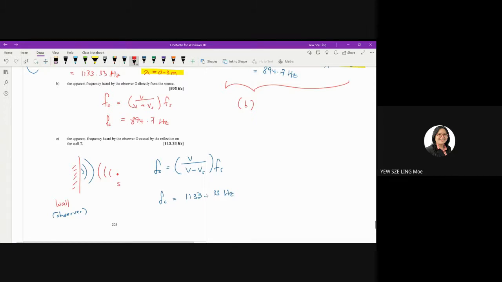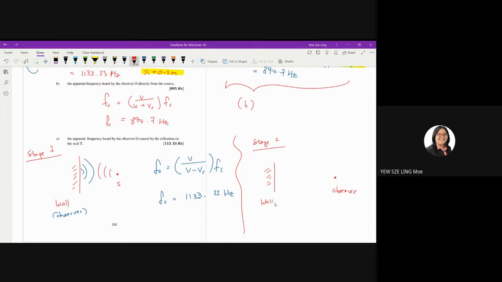Okay, 1133.33 Hertz. Now, how about the second stage? I'm going to call this stage 1 of the question. So stage 2, what should we do in stage 2? Now you still have the wall, and then you have an observer. Okay, this is the observer. So what happens in this case is now both of them are not moving.